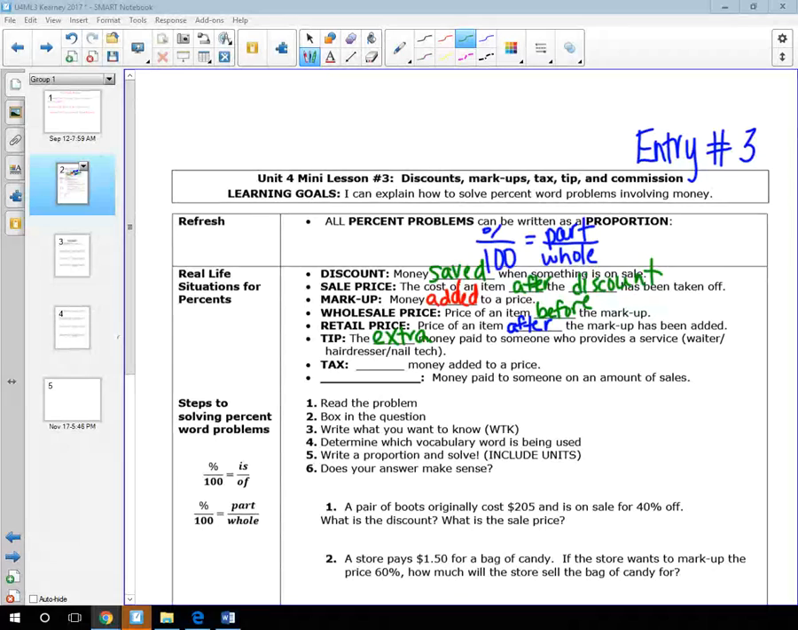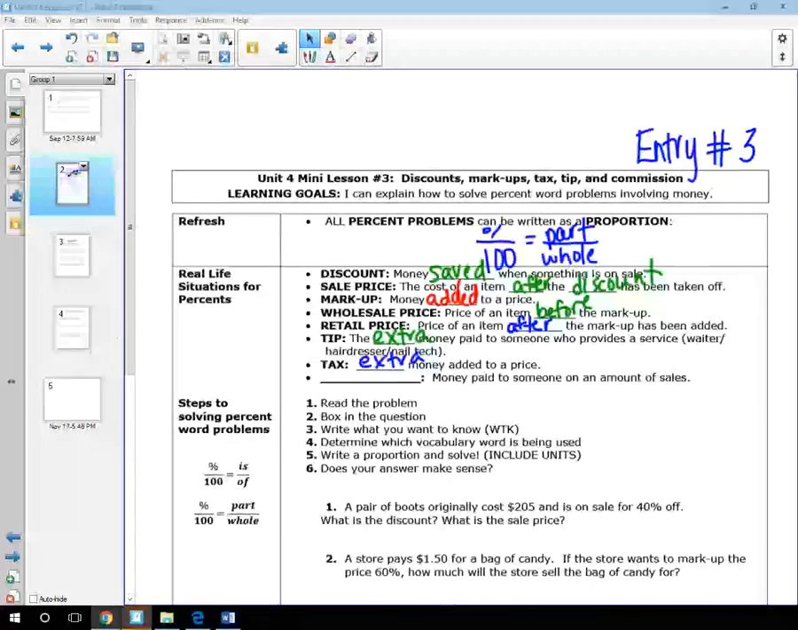Okay, but not only do you have to pay tip on things, you also sometimes have to pay tax. And tax is another extra amount added to a price. So extra money added on. We pay for an item and then we have to pay tax on it. And then the last important vocabulary word is something that you make when you sell things. That is called commission.